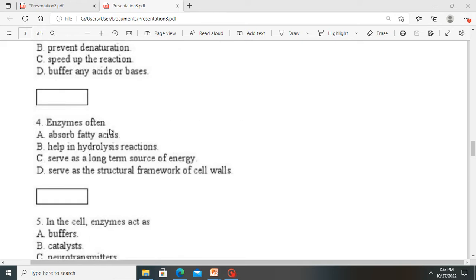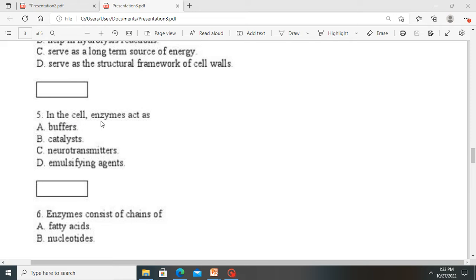Do enzymes absorb fatty acids, help in hydrolysis reactions, serve as a long-term source of energy, or serve as the structural framework of cells? Enzymes help in hydrolysis reactions. For example, if you have maltose and want to break it down into 2 glucose molecules, you need an enzyme like maltase to hydrolyze the disaccharide into the 2 monosaccharides. They add water to break the bond.